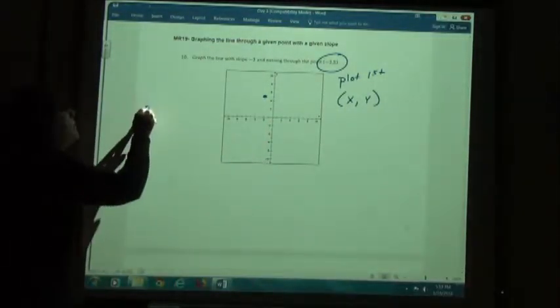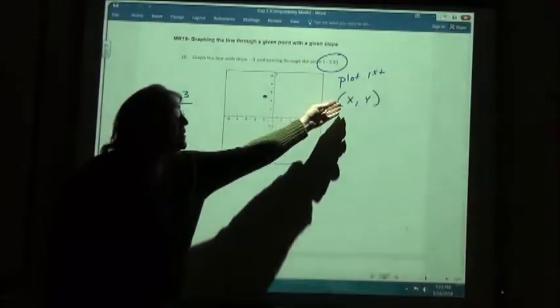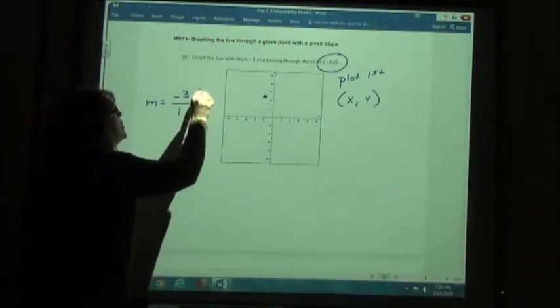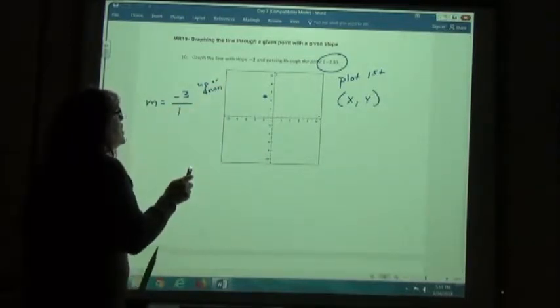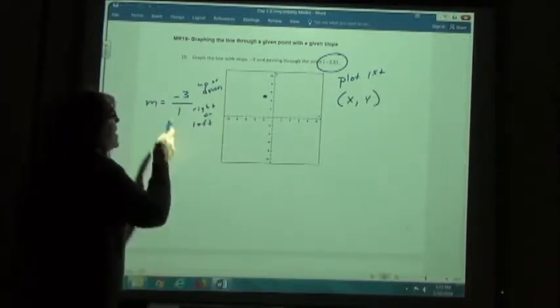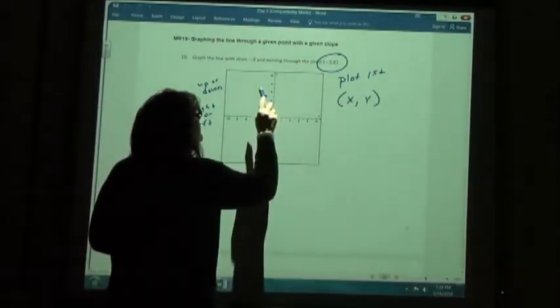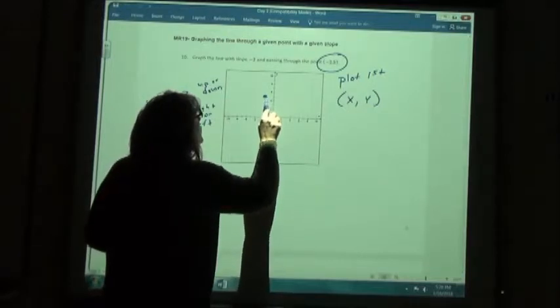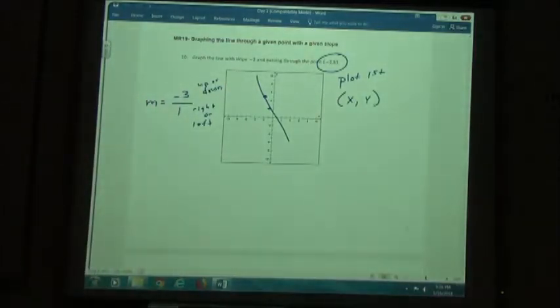On my slope, again, I'm going to put it as negative 3 over 1. The slope is in the opposite order as your point. The top number is the change in the y, so the up or down. The bottom number is the change in the x, so the right or the left. So in this case, I'm going to go down 3 since it's negative, and 1 to the right since that's positive. So from this point that I marked, 1, 2, 3 down, 1 to the right. Once I have my 2 points, I can connect my dots and draw my line. So from the point that I plotted, down 3 over 1.